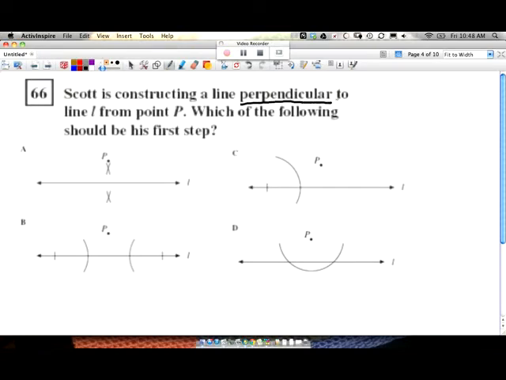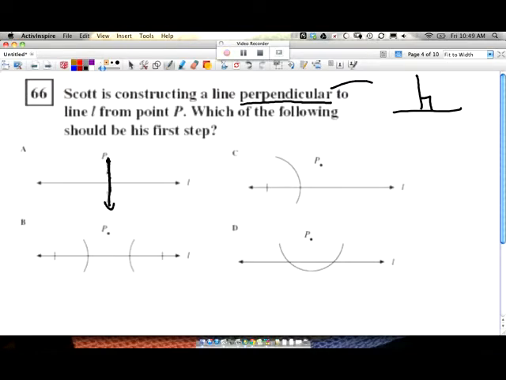Scott is constructing a line perpendicular. That sounds like a keyword. Let's think about perpendicular. That means something like this, with a 90-degree angle. To line L from point P. From point P. All right, that's kind of interesting. So it's kind of asking us, what's doing that? Which of the following should be his first step? So if I were going to construct a line that is from point P perpendicular to this.